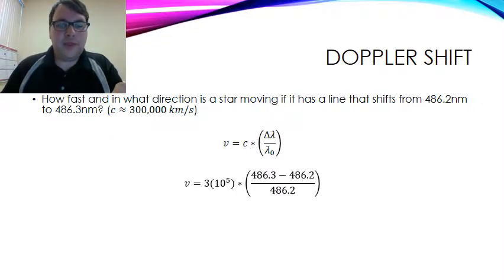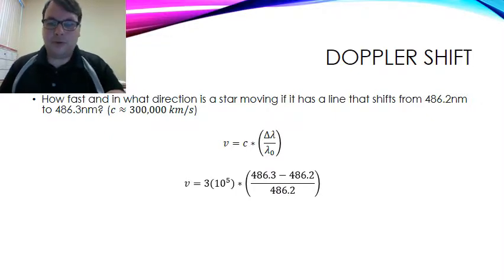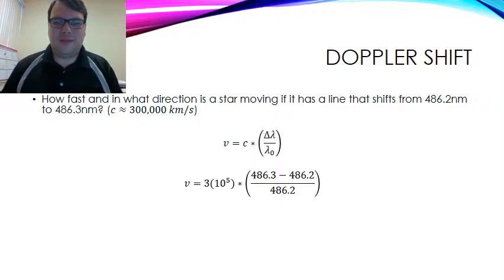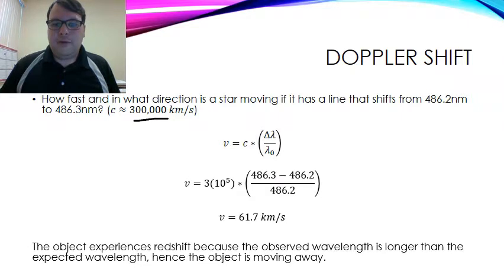Now, the speed of light, I abbreviated it. You're probably wondering, where does this 3 times 10 to the 5th come from? That is actually just an abbreviated version of the speed of light. It was included right here for you. Pop this into a calculator, you find out that your velocity is actually 61.7 kilometers per second. That is a very fast speed.